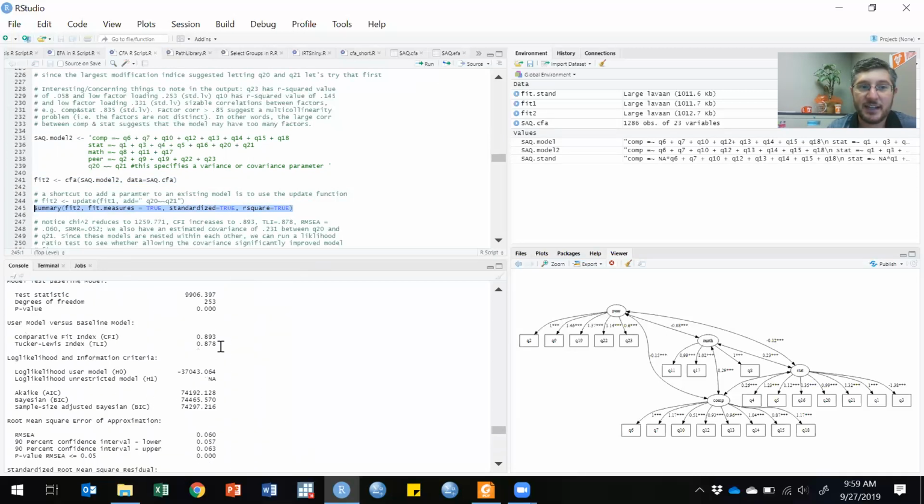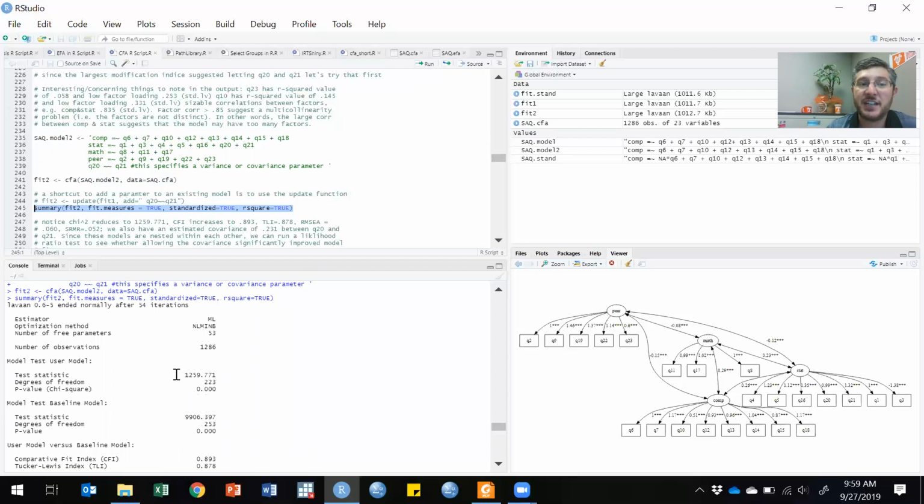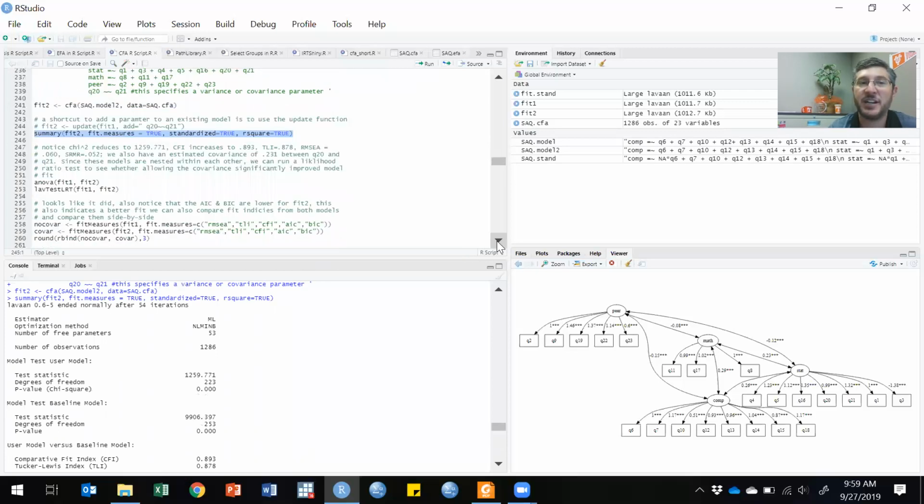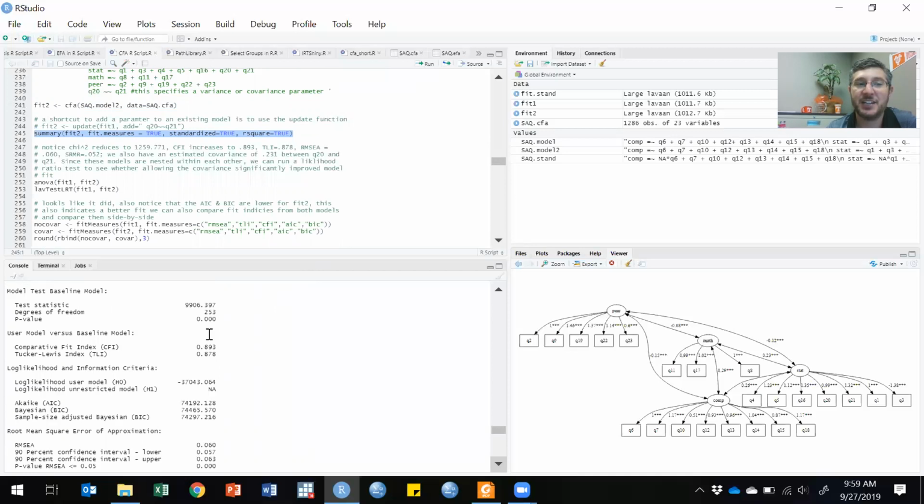And there it is. Notice our chi-square statistic was reduced from what it was previously, by around 119 points or so. Notice it's still statistically significant, so it indicates it's not the best fit. Notice the CFI slightly increased, the TLI slightly increased.